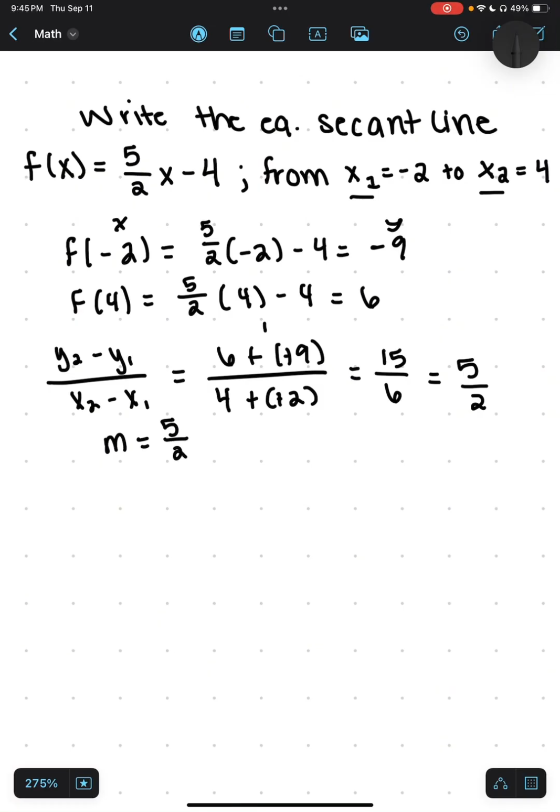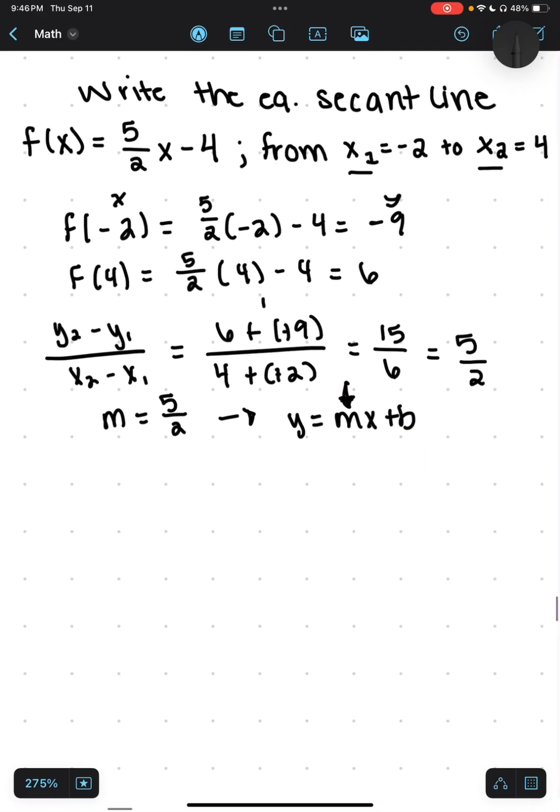And our equation for the secant line is y equals mx plus b. Now, since we have m, all we need to do is find out b. So let's do that. In this case, we can choose one of our x values and one of our y values. I'm going to choose the positives, so we're going to go with 4 and 6.